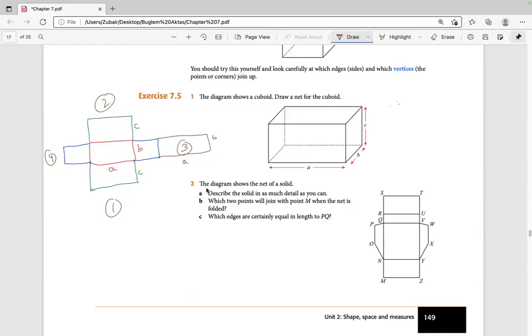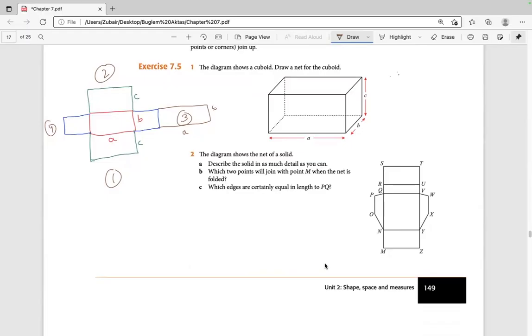Okay. Question number 2 says the diagram shows the net of a solid. Describe the solid in as much detail as you can, with 2 points. Okay, I'm just looking at the solid and trying to understand where it would close, what 3D shape it will make. And let me enlarge it.